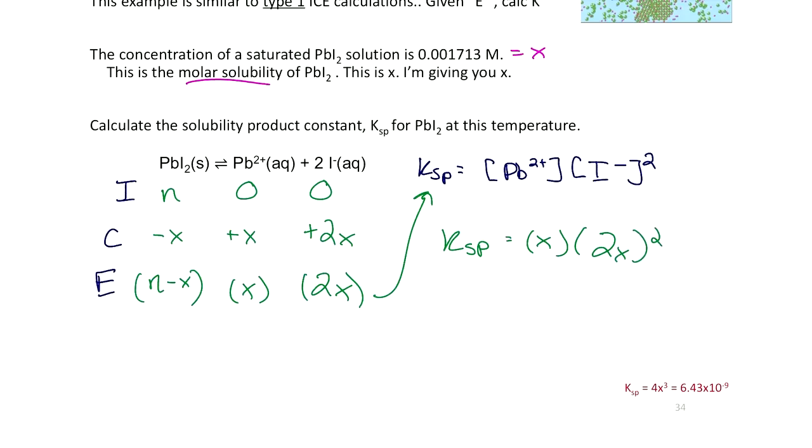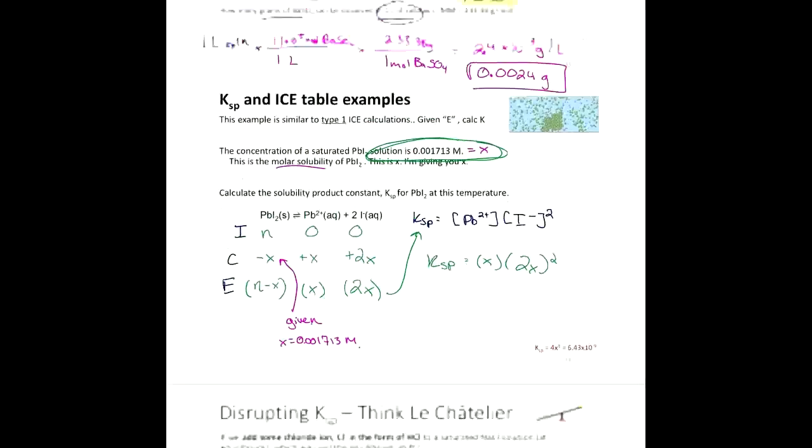All right, here, I tell you, this is X. Here is your molar solubility of this compound. I am telling you how much the lead iodide dissolves in solution. So I'm telling you X. This X amount is 0.001713 molarity. So we see that this question is very similar.